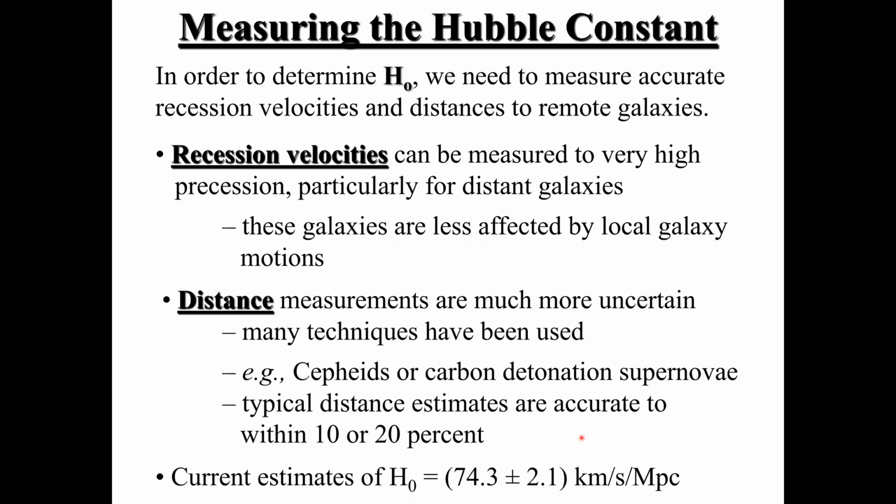And these distance estimates have an accuracy of 10 to 20%, which means the Hubble constant accuracy also depends on these distance measurements. The current estimate for the Hubble constant is 74.3 plus or minus 2.1. And again, keep in mind the unit that you have here, kilometers per second per megaparsec.